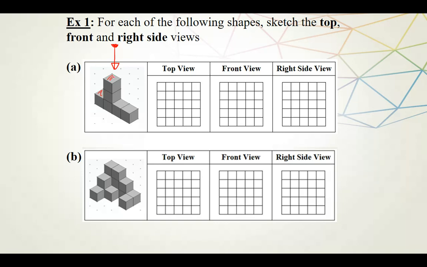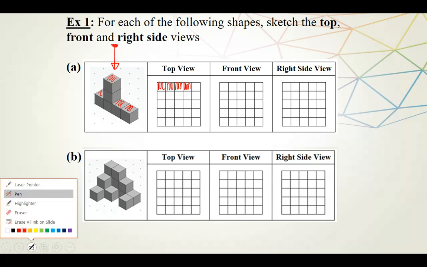I would see the top of this block. I would see the top of this block. And I would see the top of this block. If I translate that to a top view, all I would see is one row of blocks with 4 blocks. So I would see 1, 2, 3, and then 4. Okay, from a top view perspective, that is all I would see.